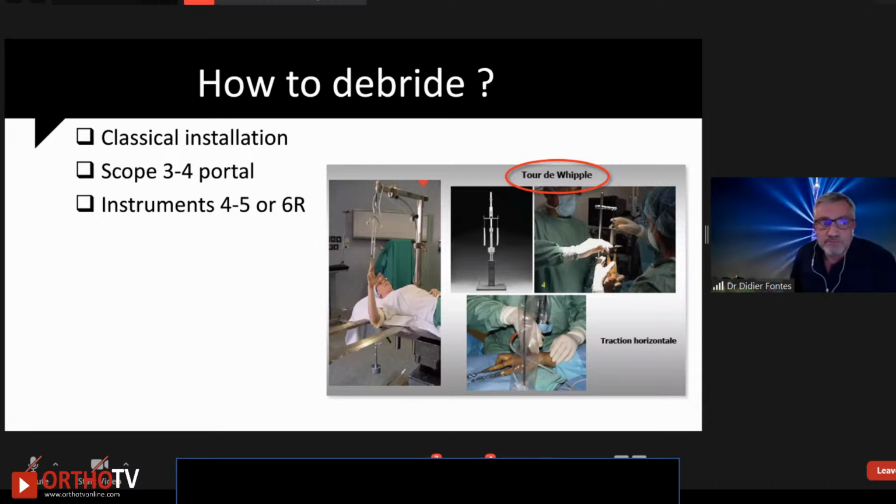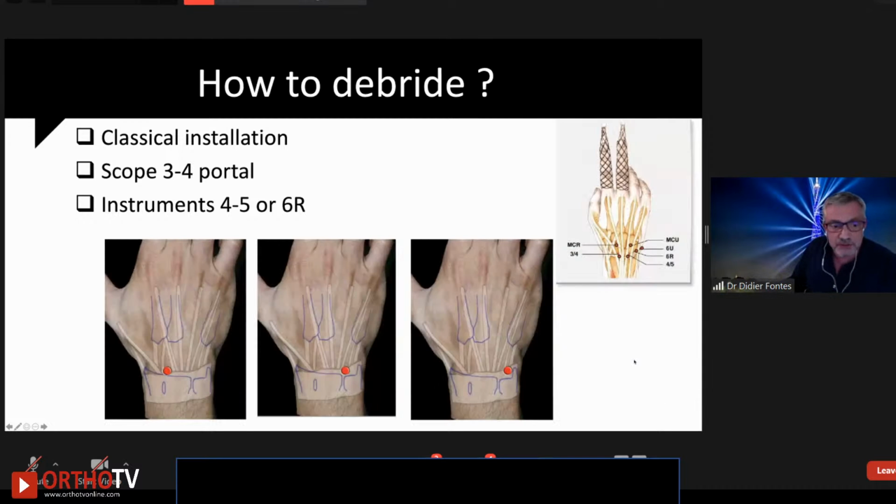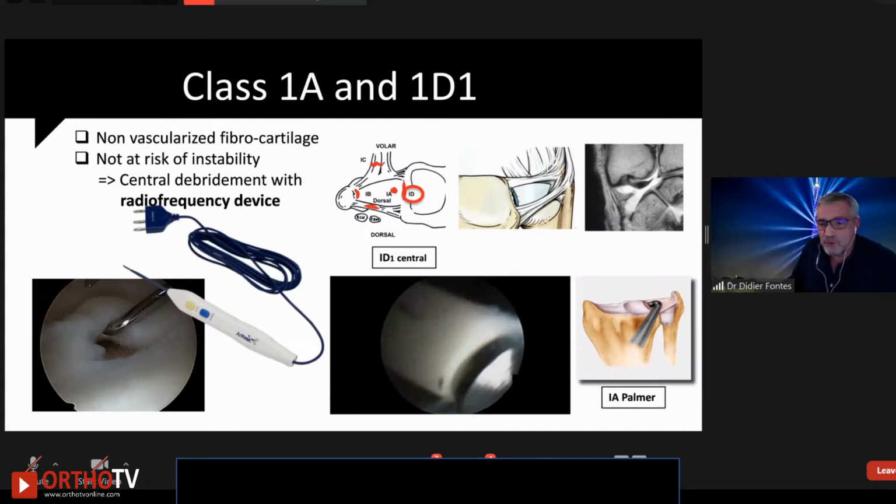We will use the classical installation for arthroscopy. For us, we prefer the Whipple tower for this procedure. The scope is introduced in the 3-4 portal, very classical, and instruments in the 4-5 or 6R portals. So it's very classical for the exploration of the radiocarpal space. Our preference is for radiofrequency devices.